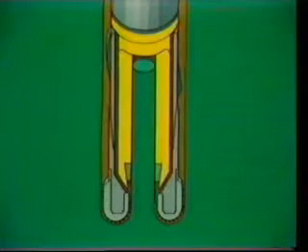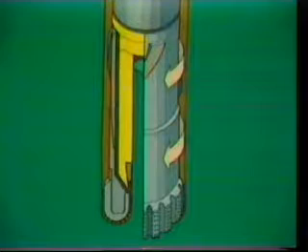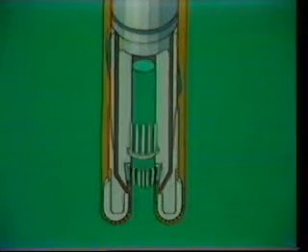The inner barrel is connected to the outer barrel by a swivel. This allows the inner barrel to remain stationary as the outer barrel rotates. As coring continues, the rock sample is pushed into and retained within the inner barrel by a core catcher. The core catcher allows the core to remain in the barrel during its trip to the surface.